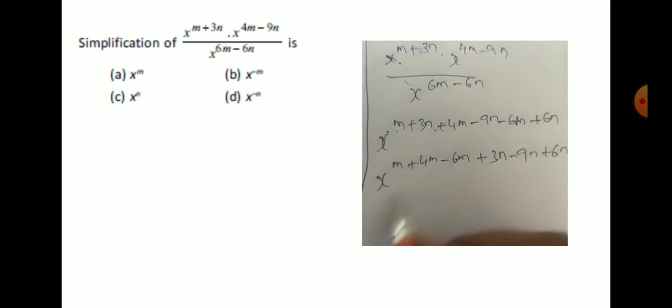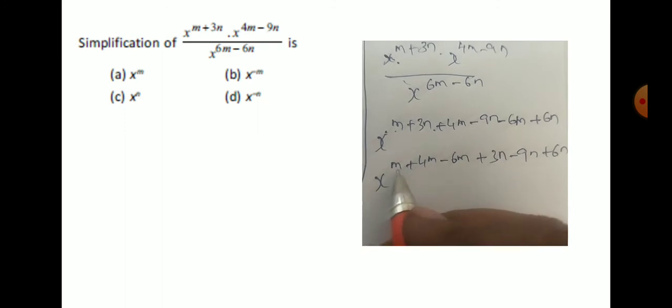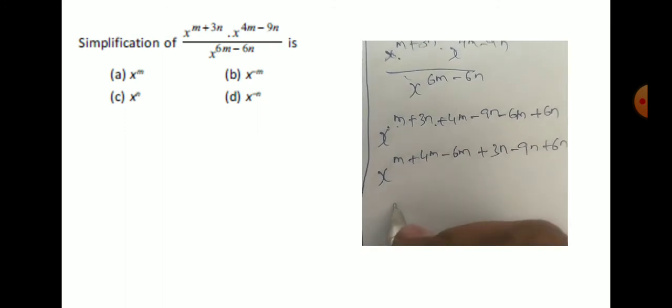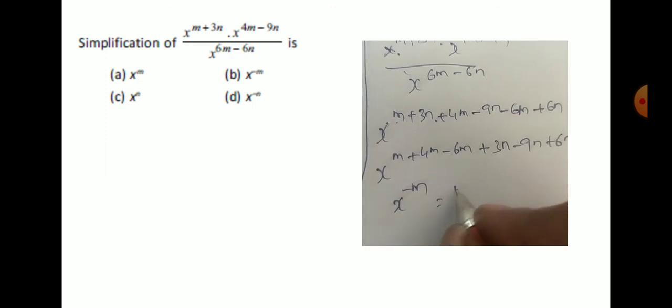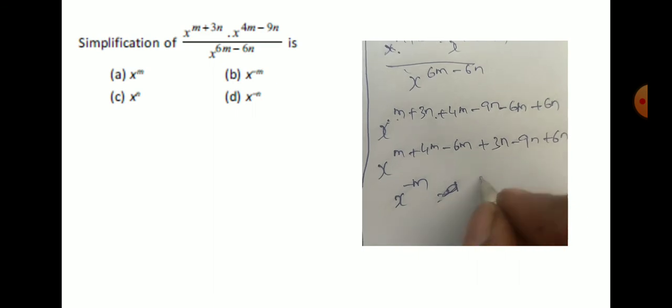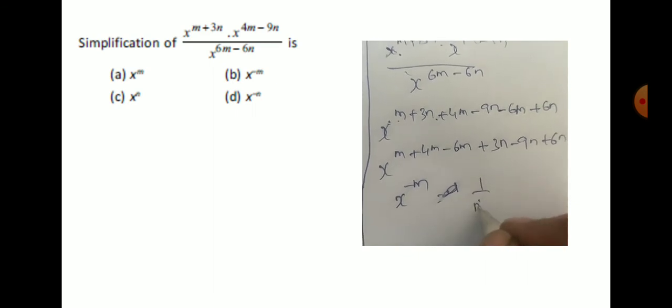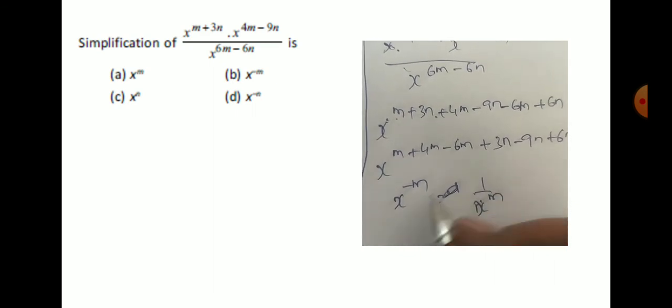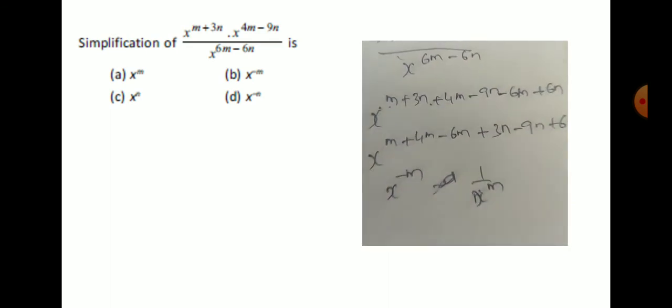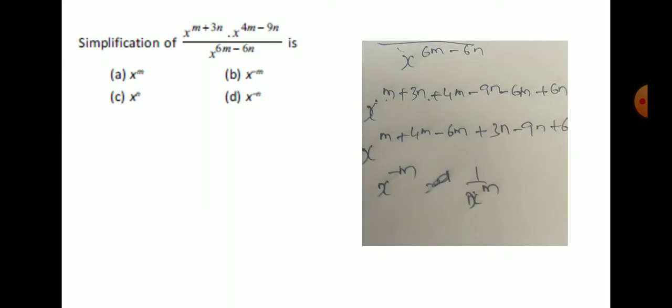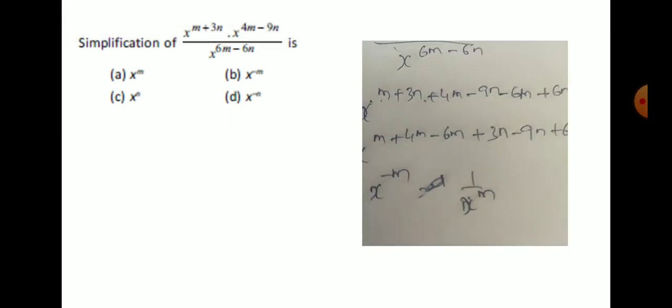Here the m part: 1 plus 4 is 5, 5 minus 6 is minus m, x power minus m will remain. This is nothing but x power minus m. They could also have given it as 1 over x power m, which is also correct. x power minus m, that is option B, is also correct. Okay, next question we will take it up.